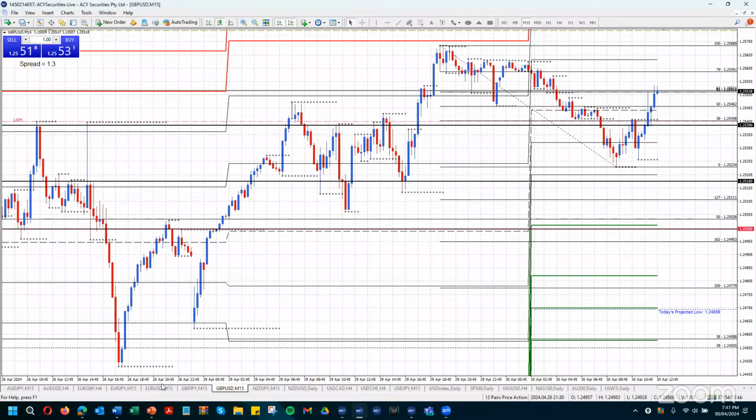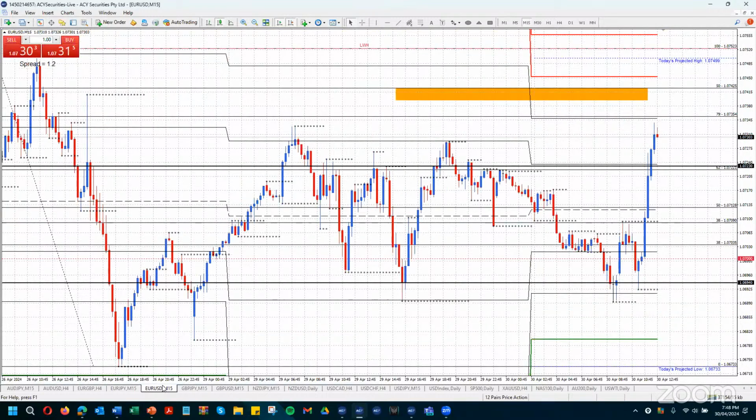So head back into the euro dollar. All right, just looking a little bit toppy there on the 15-minute chart. It's very overextended. Could watch for that 107.35 level, the 79% level. Just hasn't quite got there yet. All right, so those levels I'll be watching at the moment.